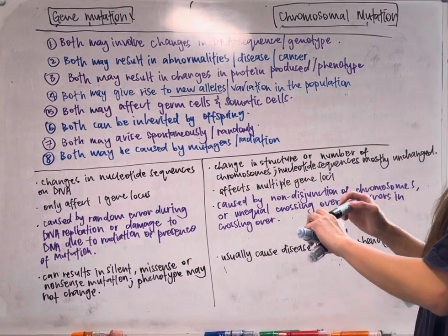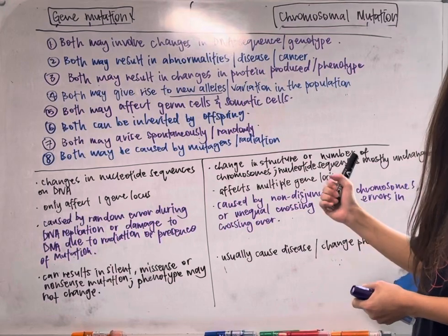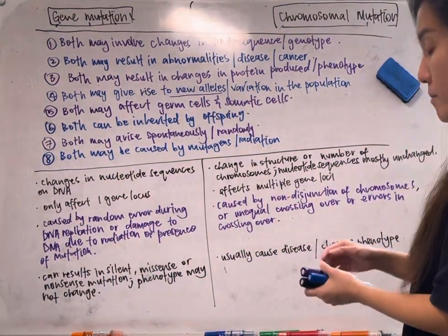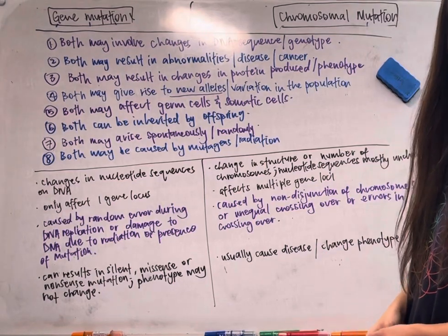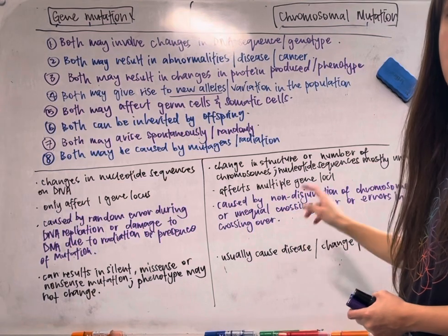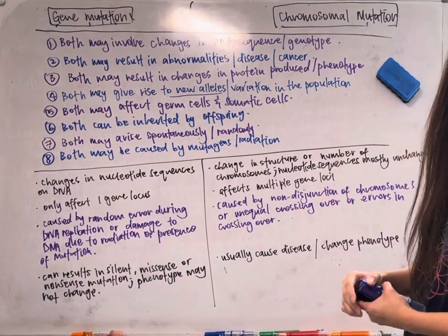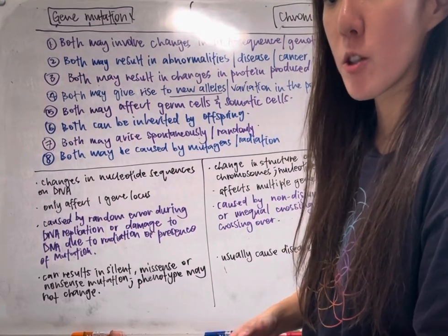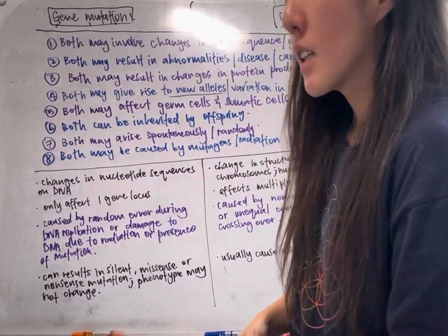How come chromosomal mutation is more likely to change phenotype? You know? Because it affects multiple gene loci and therefore multiple genes. So that's why the extensiveness of mutation is much greater. Understand? Next one.